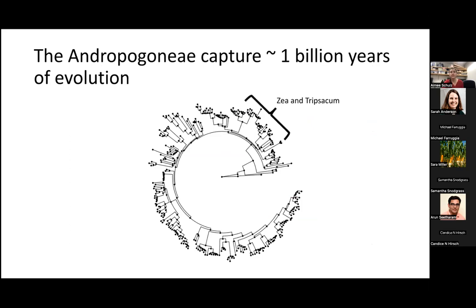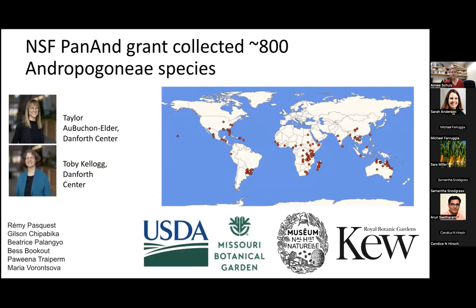And so if we do this in maize, a great resource is this Andropogoneae tribe. And if we step out into that tribe, we actually can capture about 1 billion years of evolution that we can then use to better inform what makes a correct gene model. And so as part of the NSF PanAn grant, this was a huge collaborative effort with multiple different institutions. We've been able to go out and collect over 800 Andropogoneae species.